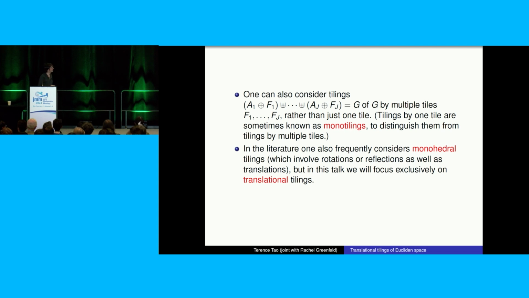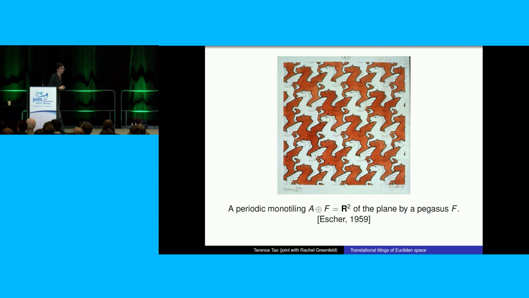So I think I have some examples of tilings. Okay, so Escher in particular has many, many examples of tilings. This is a periodic monotiling of R2 by a Pegasus. So one of these Pegasi you just call F, and then all the other Pegasi are translates of F. They're different colors, but never mind the colors. And this is the translation. This tiling is periodic because the set of shifts is actually basically just Z2 up to scaling. So this is a periodic monotiling.